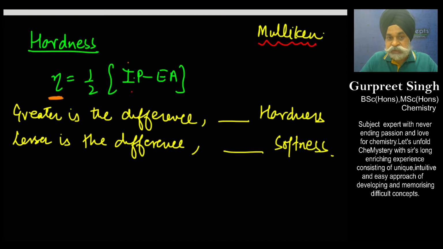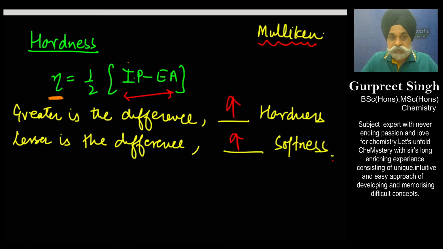So greater is the difference between these two, we would say greater is the hardness of a given chemical species, and lesser is the difference, more would be the softness. So make it a point that this quantitative aspect can be taken into consideration only if you know the values of ionization potential and electron affinity of a given chemical species.